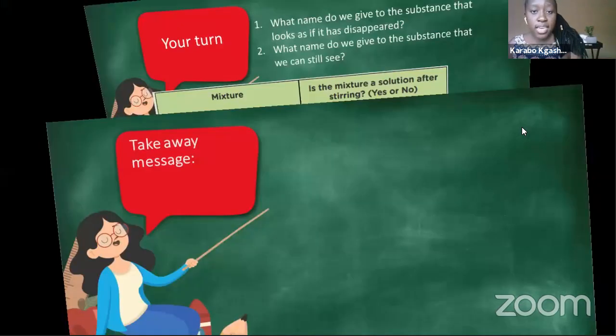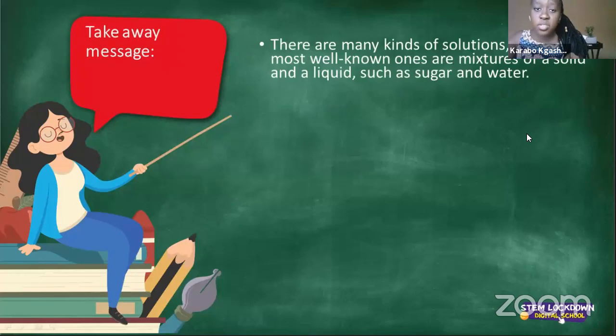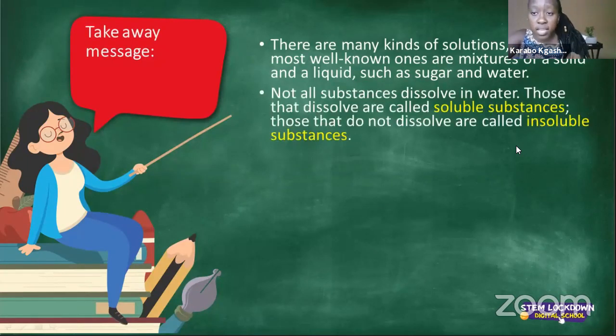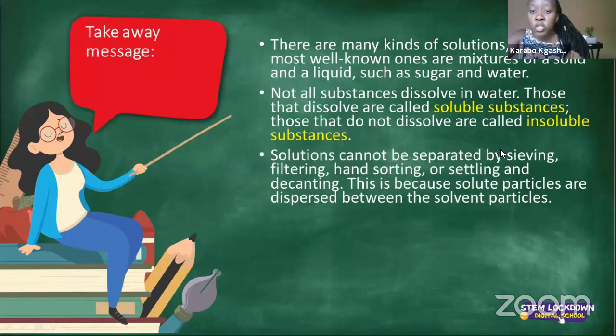All right, now takeaway message. There are many kinds of solutions, but the most well-known ones are mixtures of a solid and a liquid, such as sugar and salt. All right. Next one, not all substances dissolve in water. Those that dissolve are called soluble substances. Those that do not dissolve are called insoluble substances. All right. Solutions cannot be separated.